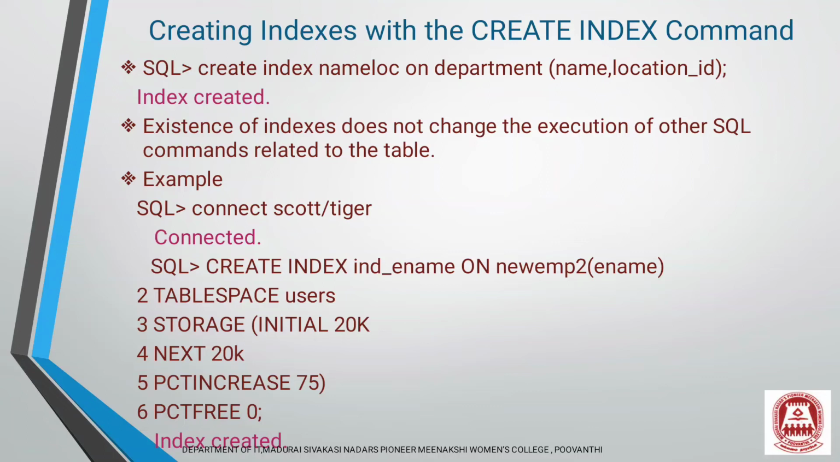Now I am going to create a composite index. Composite index always involves one or more columns. Create index, index name, name, location on department. Within that I am going to specify name, location ID. Now index is created. It never shows an error for the name column because I am representing the name column and location ID column. So that's the reason.